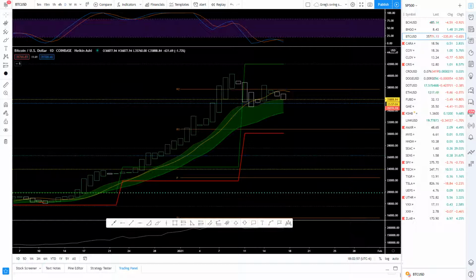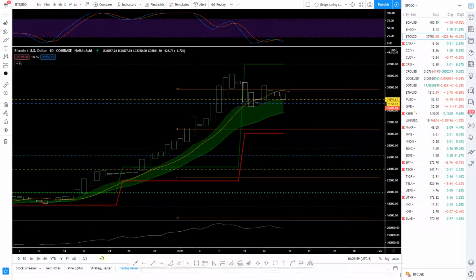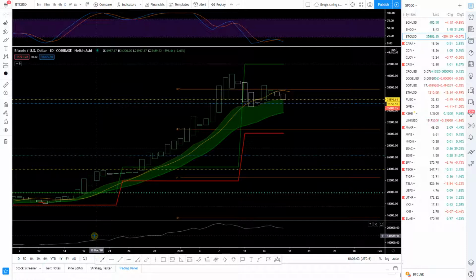It's been a while. Alright, so I'm going to do something a little different for this video. I've had quite a few questions about if we could do Greg's systems with TradingView. So I'm going to take a little time here and try to piece together his systems using TradingView.